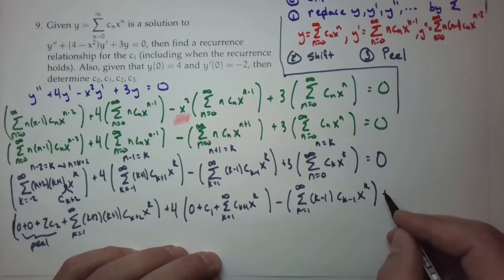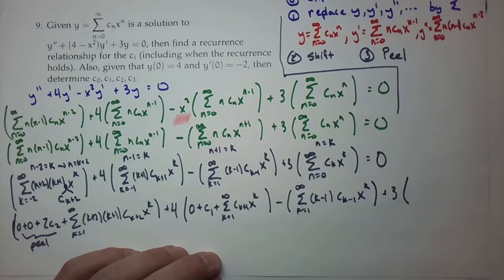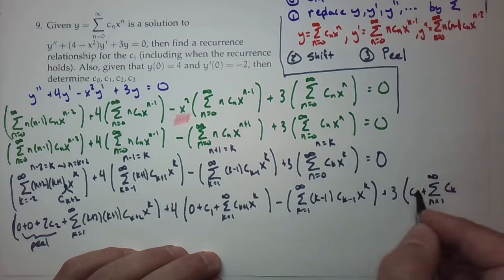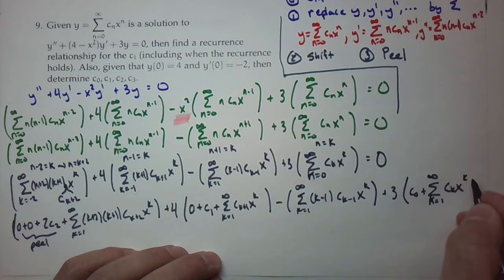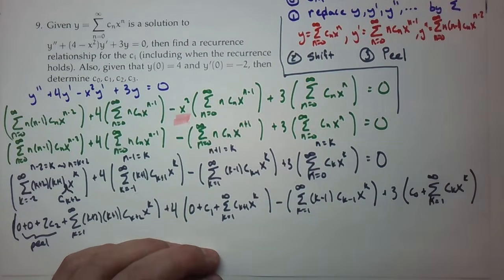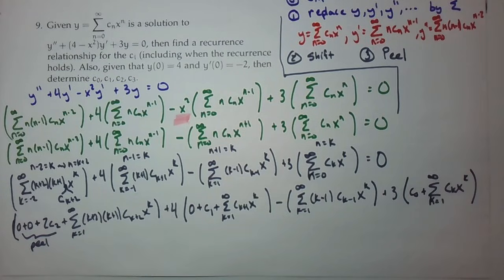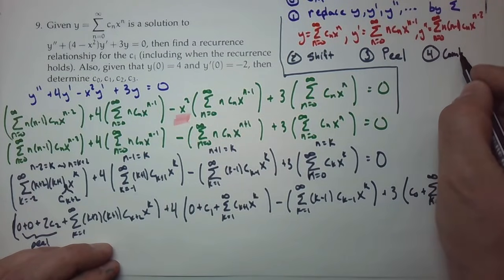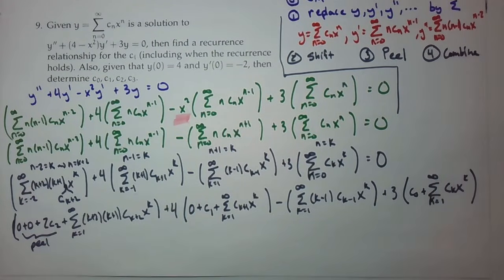Finally, the last one. We peel the term n equals 0. What does that give? c0. And then everything else, 1 to infinity, c sub k, sorry. Why did I put an n here? It should be a k. k equals 1 to infinity, c sub k, x to the k. All right. Do you understand shift and peel? Good. Then the next step is combine. So you shift first, you peel, get a common start, combine.